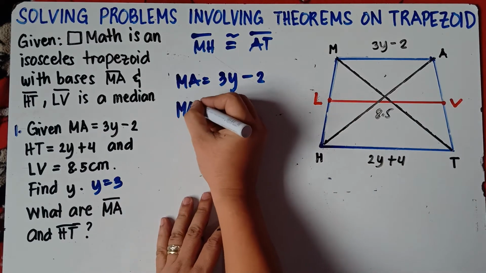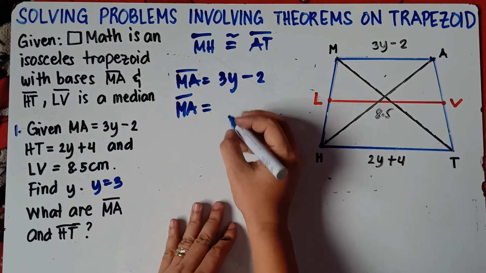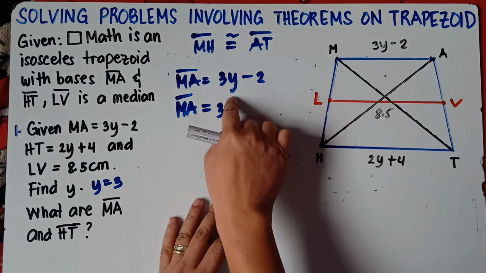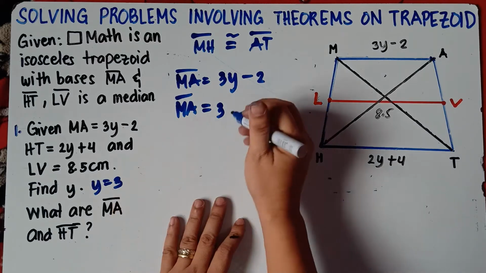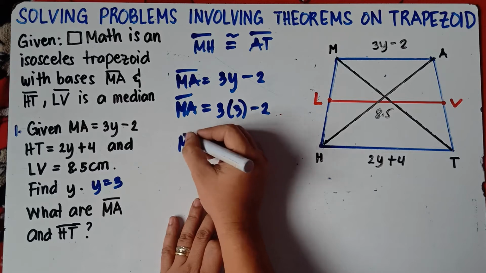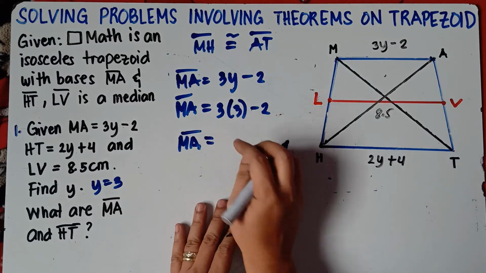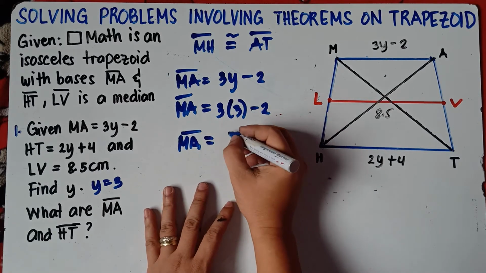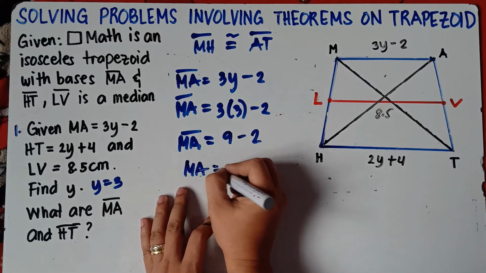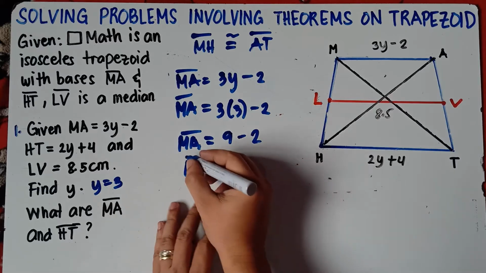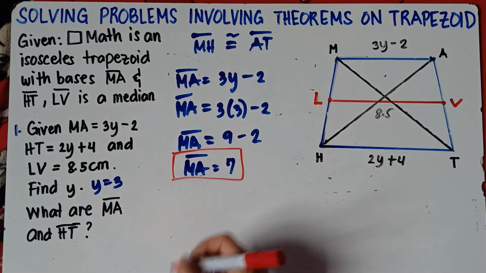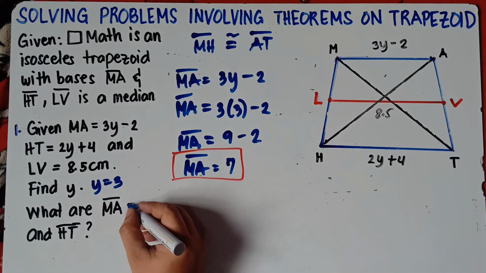So line segment MA is equal to 3y minus 2. If you have 3y, class, it means 3 times y. And our y is 3. So that would be 3 times 3 minus 2. So line segment MA, that would be 3 times 3 is 9 minus 2. So MA is equal to 9 minus 2, that is 7. Line segment MA, that is 7.